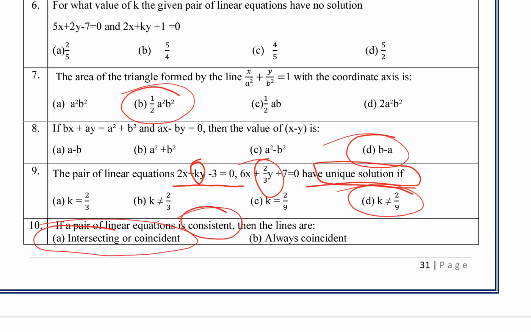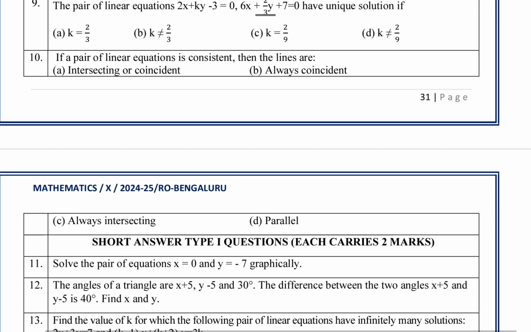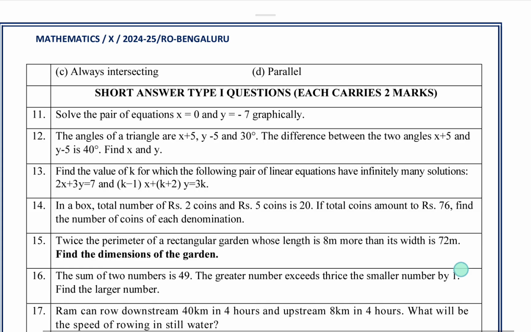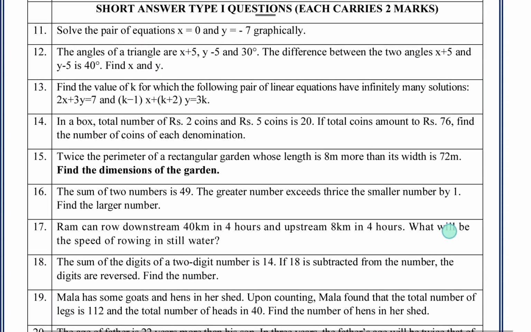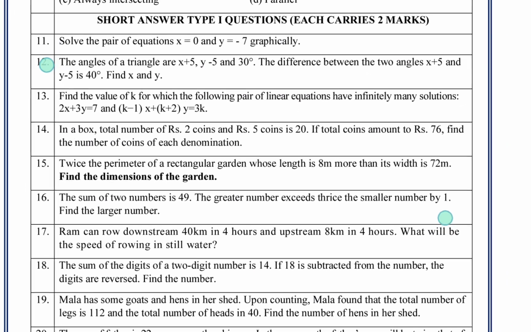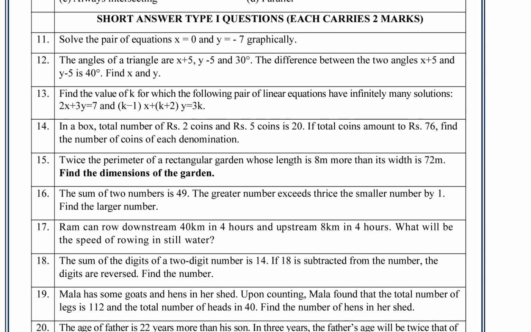Now we are going for the problems, the most important questions and problems. It is given here, and you can solve it yourself. It is the most important question. I will give the hint, that's all. And as you got the idea from your teachers, you go with that as a solution. Solve the pair of equations x equals 0 and y equals -7 graphically. You can plot the graph. First one is finished. 11th one, 12th one you can come.